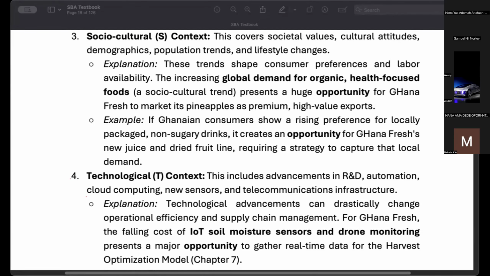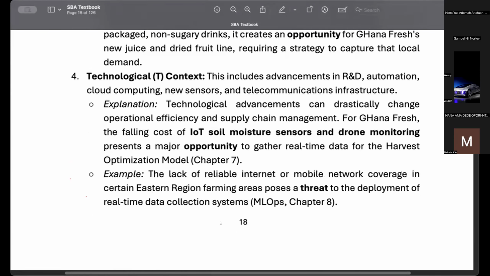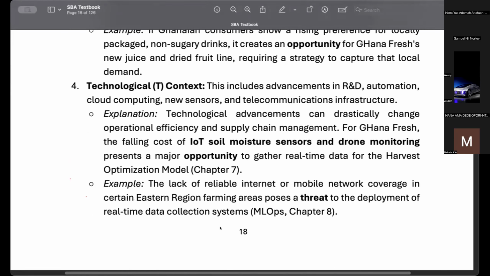Okay. Let's continue. Now, the technological context has to do with the fact that in this era of a lot of research and development, new technologies are coming up, and new technologies tend to also open opportunities for companies. Some companies are now competing by technology. Others are using technology to streamline or optimize their value chain.